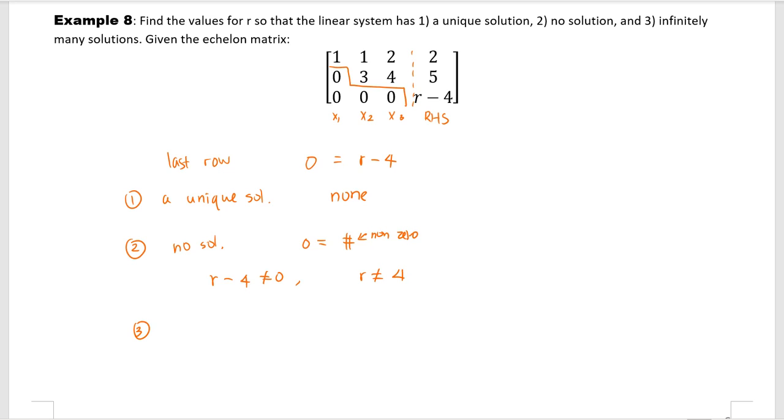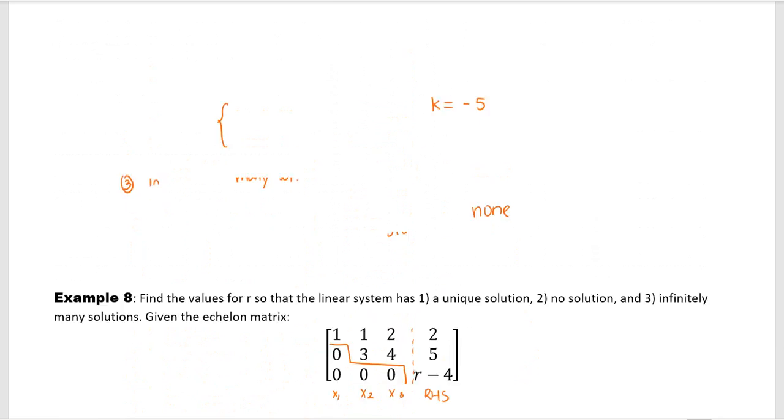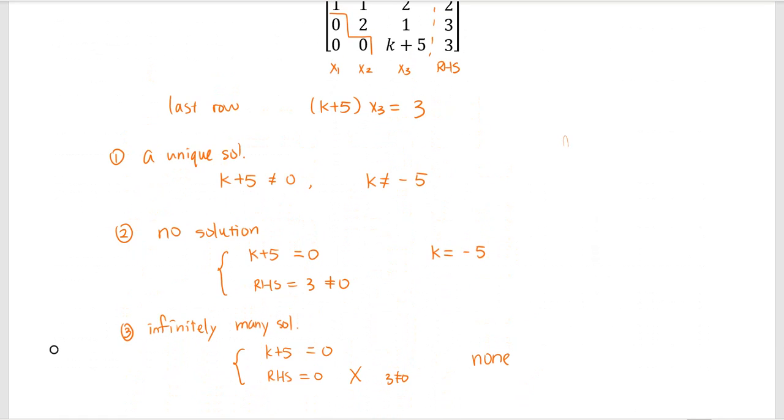And then next, how do we get infinitely many solutions? Remember we want 0 equal to 0, so we just make r minus 4 be 0. So r is 4 in this case. You can see in the problem, if we have one parameter r, then we can only have 2 of the cases. In this example, we have cases 2 and 3. The last example, we have cases 1 and 2.